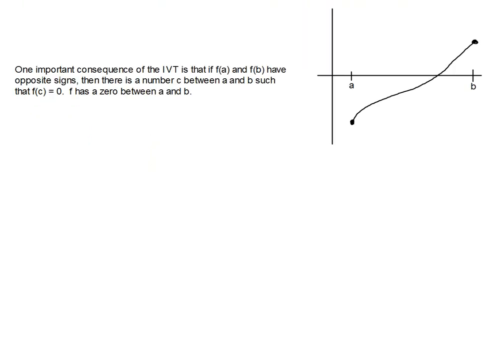One of the most important consequences of that is that if f of a is negative and f of b is positive, or vice versa, if there's a sign change between f of a and f of b, it means that it must have crossed through the x-axis in some place. Because this function was continuous, there must be a 0 or a root somewhere on the interval from a to b.